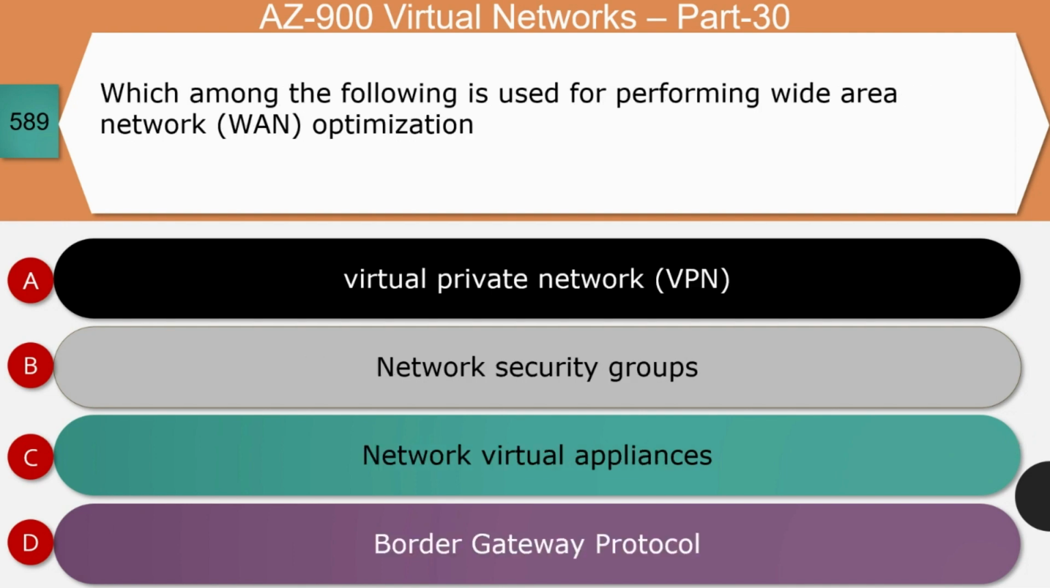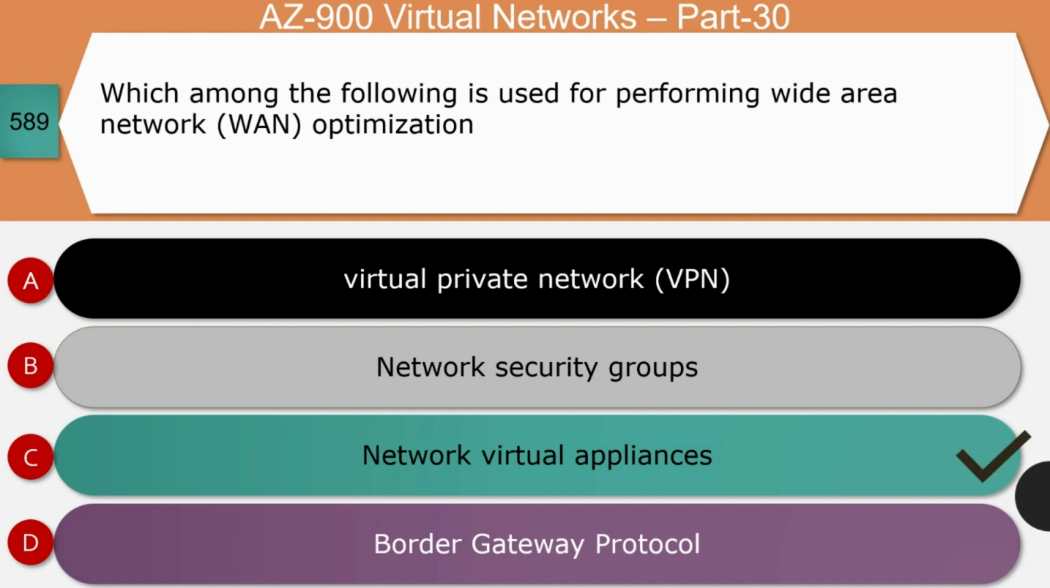Next question. Which among the following is used for performing wide area network optimization, that is WAN optimization? Option A, virtual private network. Option B, network security group. Option C, network virtual appliances. Option D, border gateway protocol. The right answer for this question is network virtual appliances.